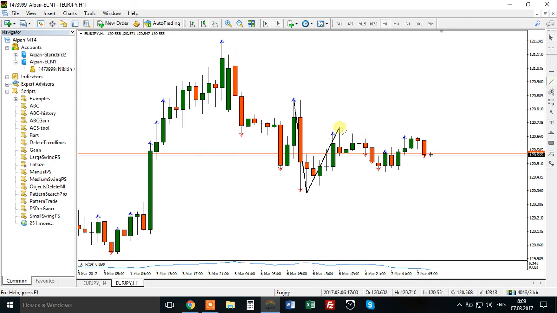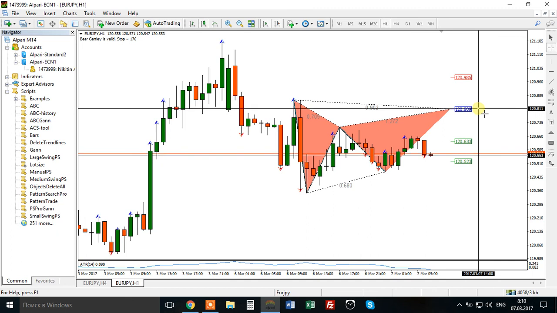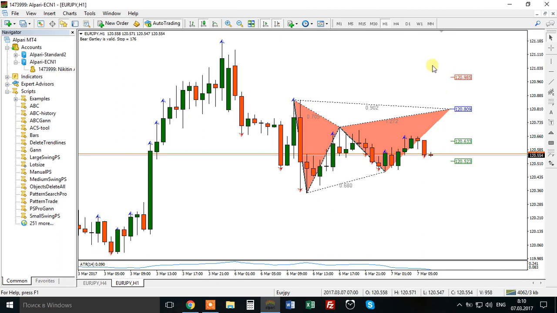If I draw the XA, AB and BC legs this way, run my pattern search, it will draw the Gartley formation that we have here. You have comment the Gartley is valid and stop is 17.6. This means that you are going to risk 17 pips. The distance is 17.6 pips. So the Gartley formation around 120.80s with targets around 120.63 and 120.52.